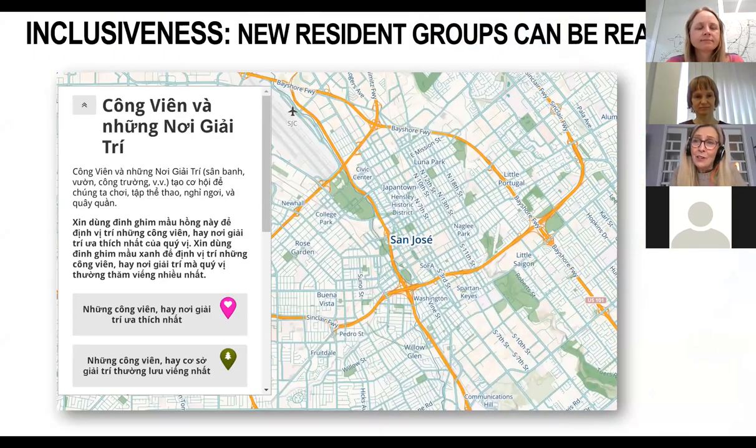And then what about inclusiveness? Well, maybe some new resident groups can be reached. For example, people who speak different languages. It is very easy to make several language versions with MapSonair. We have a case right now in Helsinki where they provide 6 or 7 different languages, and among them are languages that you read from right to left. So that all is possible with MapSonair.